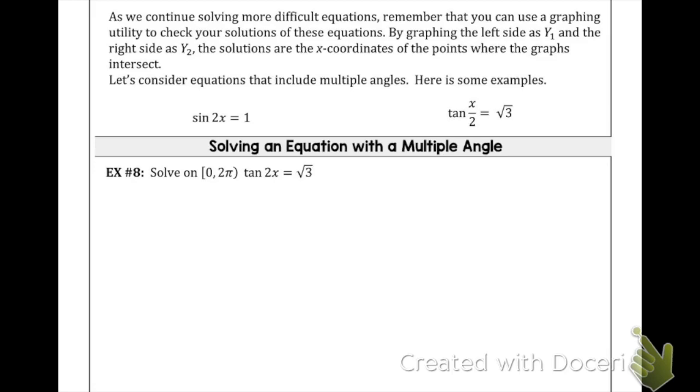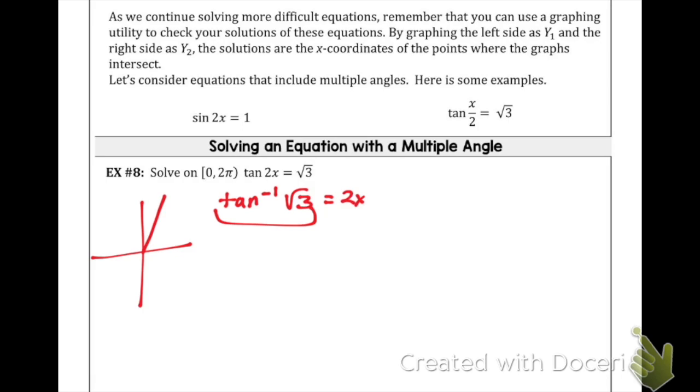Notice now we have not just an x with our tangent, we have a 2x. I'm going to ignore that for now and solve it just like we normally do, because let's do what we're used to. So I'm going to do a tan inverse of root 3 and set it equal to 2x. We have to think about what angle has a slope of the terminal ray at root 3. It's higher than root 3 over 3, so that's going to be pi over 3.